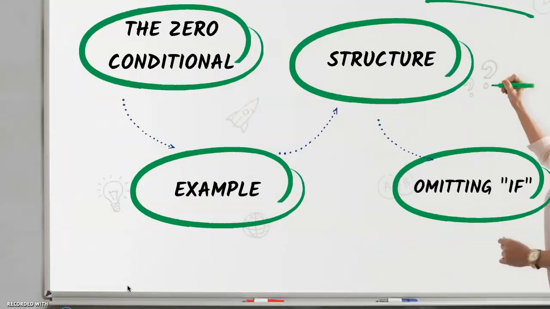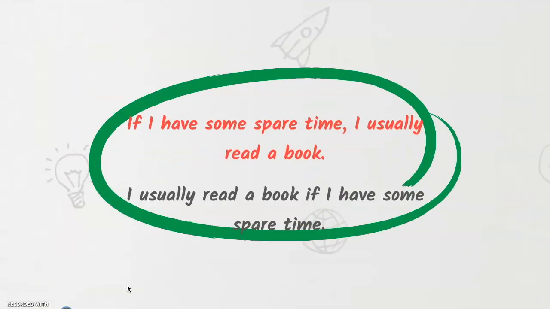For example, if I have some spare time, I usually read a book. Fact number 1, I have some spare time. Fact number 2, I read a book. I could also say, I usually read a book if I have some spare time.